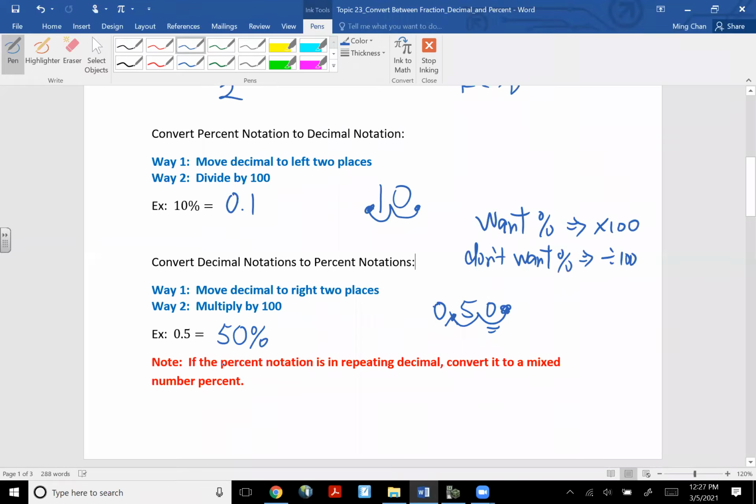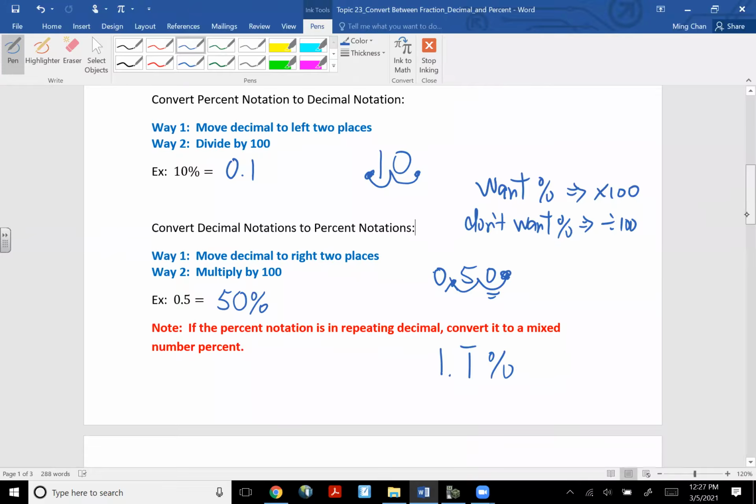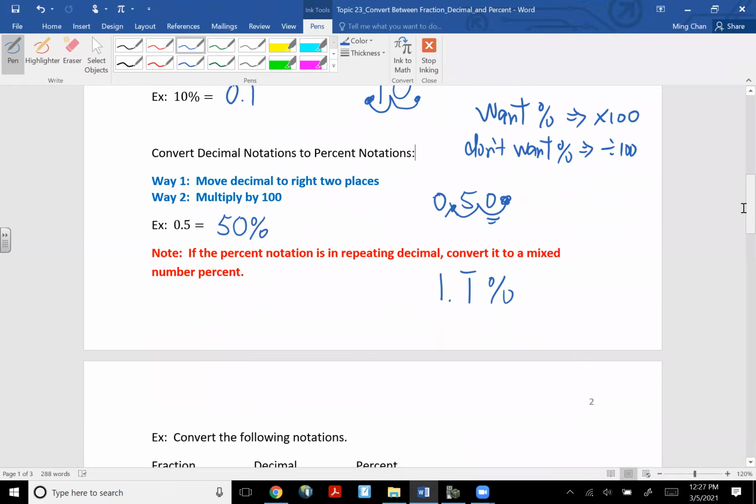Now, if the percent notation ends up being a repeating decimal, maybe like 1.1111111%, then I would need you to convert it into a mixed number percent. So that's the reason why I keep on mentioning the calculator. You want the calculator to convert the repeating decimals back into a fraction for you. So we will run into this here in just a minute, okay?